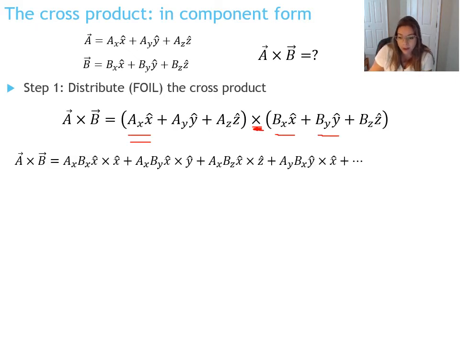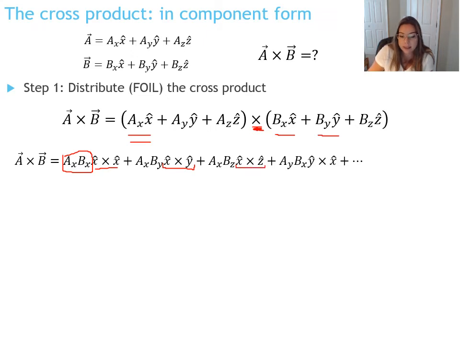It'll take you a while, but you could write down all 9 of those terms. I'm just going to write out the first few of them so we can look at these relationships. So A sub x and B sub x, those are scalars, just numbers. The cross product is happening between x hat and x hat. In the next term, again, A sub x, B sub y, those are just numbers being multiplied together. What you have is x crossed with y. The next thing was x crossed with z.